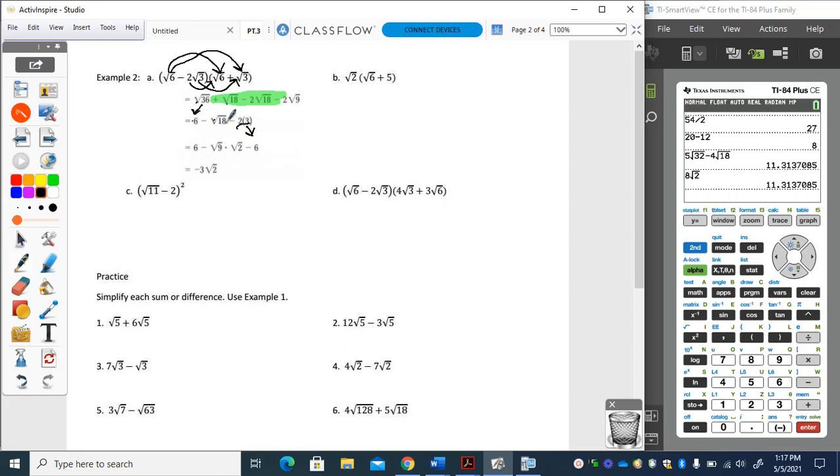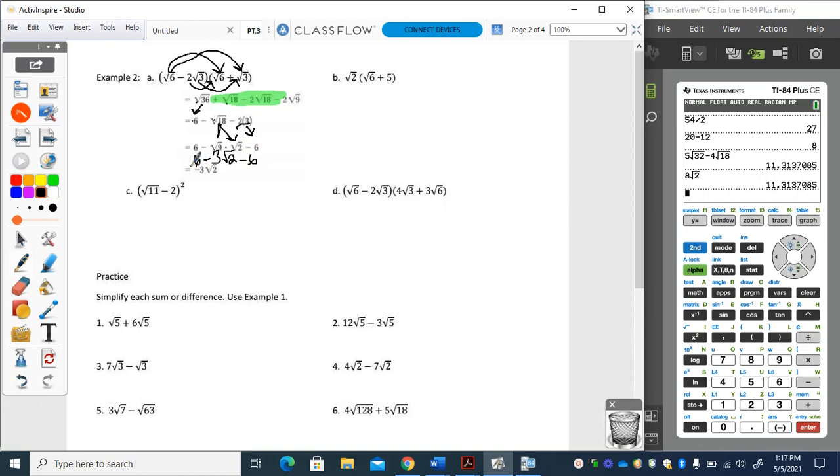So we have 6. And then can we simplify the square root of 18? Well, yeah, the square root of 18 is just the square root of 9, square root of 2. So we have 6 minus the square root of 9 times square root of 2 minus 6. And then let's see if we can simplify the square root of 9. Well, yeah, that's 3, so negative 3 times the square root of 2. Oh, let me rewrite that. Negative 3 square root of 2, minus 6, and then, of course, plus 6.